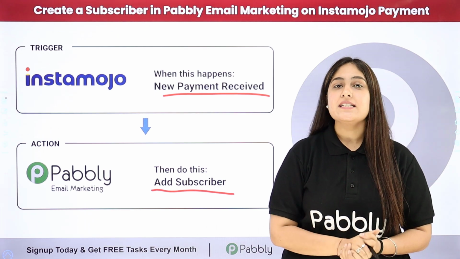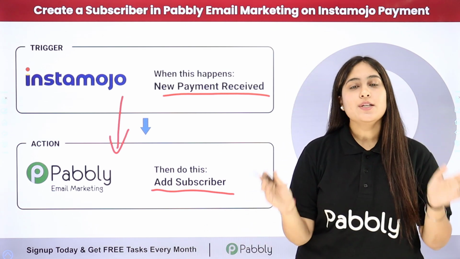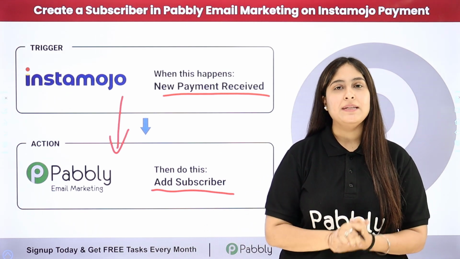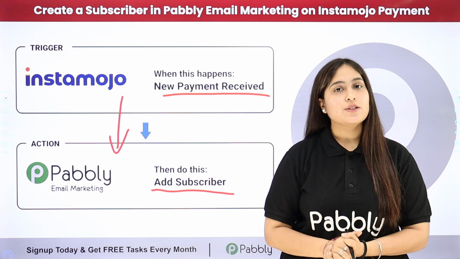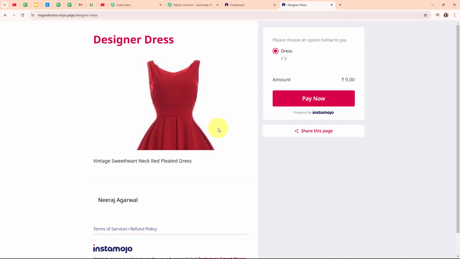So here to automate the entire process, I need to connect my Instamojo with my Pabbly email marketing tool using an automation software named Pabbly Connect. So to see the working of this automation and to learn this process step by step, let me take you to my screen. Welcome to my screen.